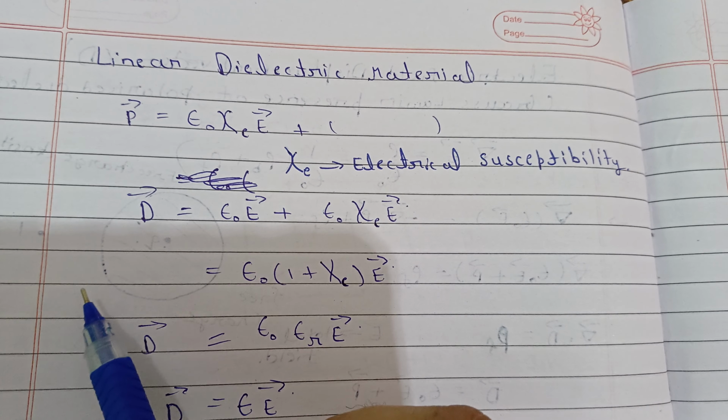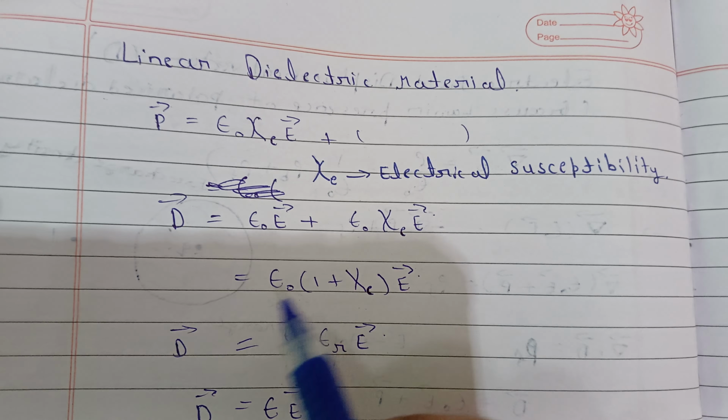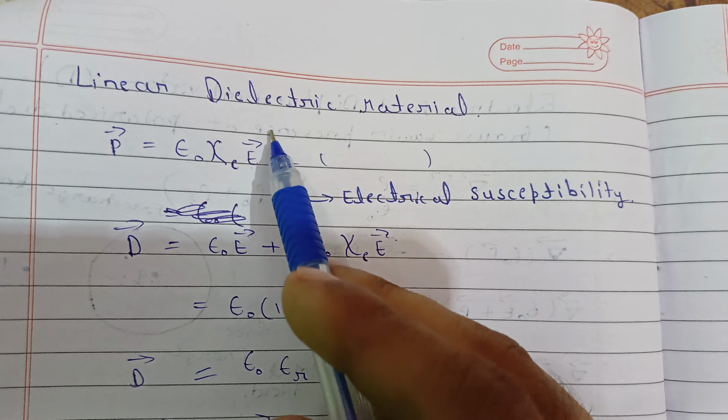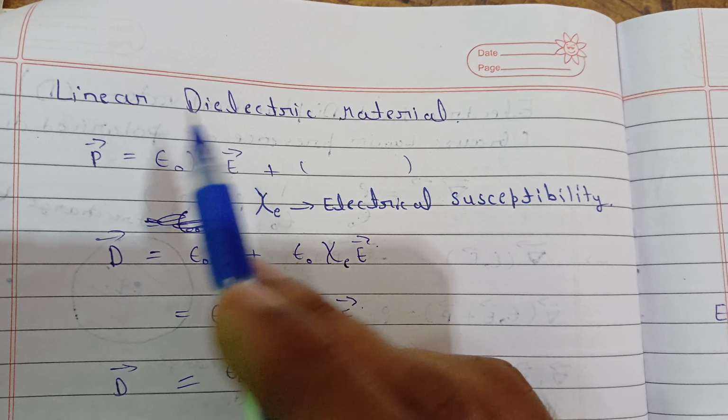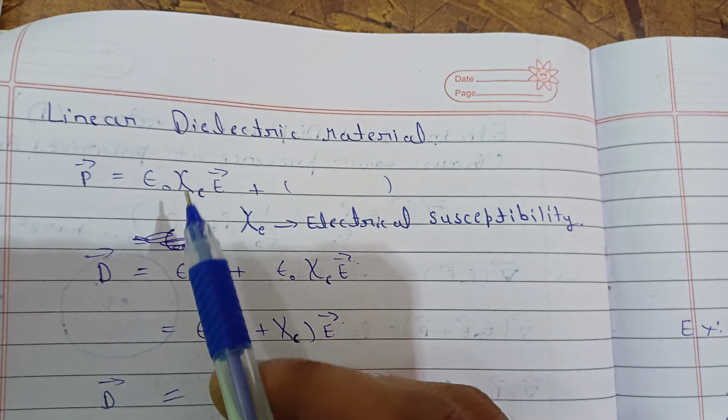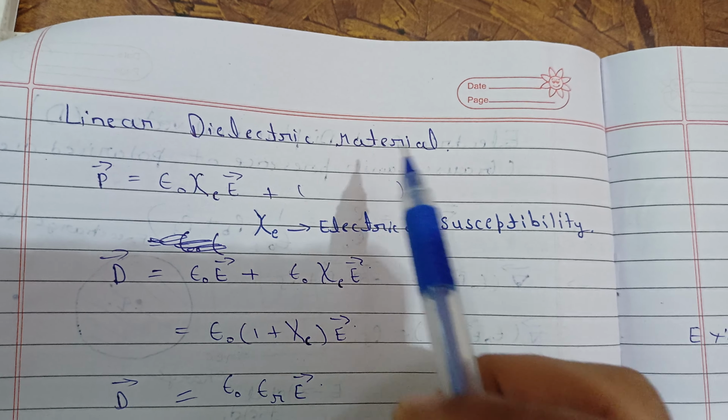Then you can write D is equal to, so we know D is epsilon naught E plus P, so in place of P you can just write this. Since it depends on the first power of E, that's why we call it a linear dielectric material. Normally it can be higher powers also, but when the power is only 1, then we call it a linear dielectric material.